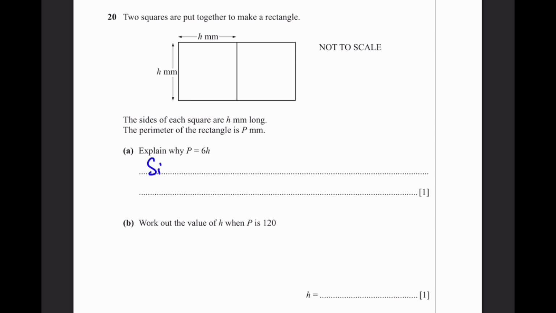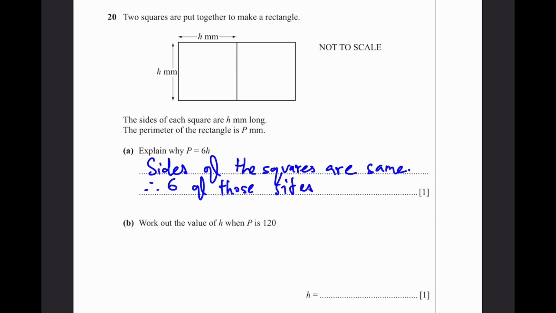So, sides of the squares are the same, and therefore 6 of those sides make the perimeter. What do I mean by 6 of those sides? There's 1, 2, 3, 4, 5, 6 sides.